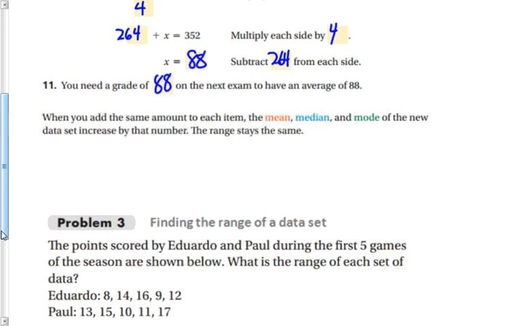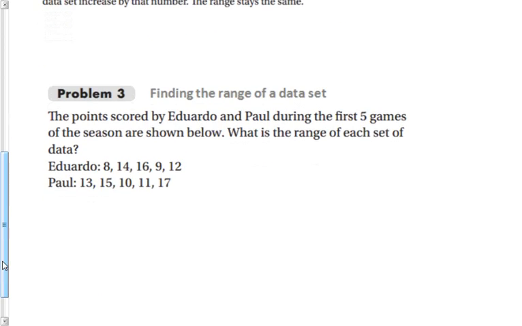When you add the same amount to each item, the mean, the median, the mode of the new data increase by that number. The range stays the same. And that kind of makes sense here. So if you look at this problem, it says the points scored by Eduardo and Paul during the first 5 games of the season are shown below. What is the range of each set of data?